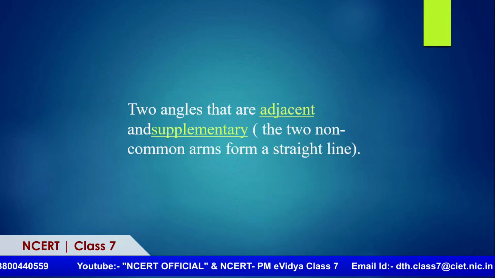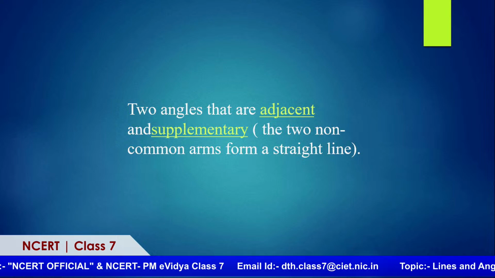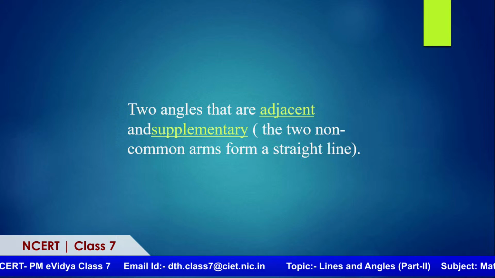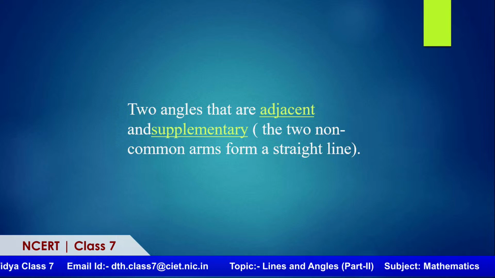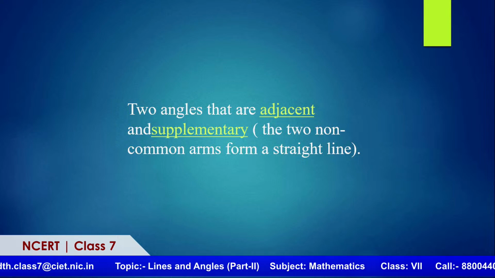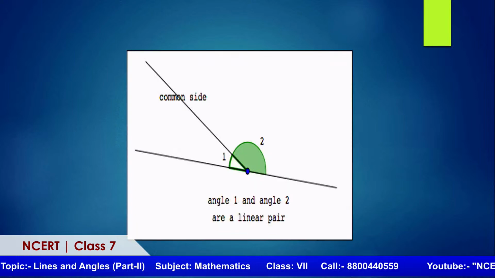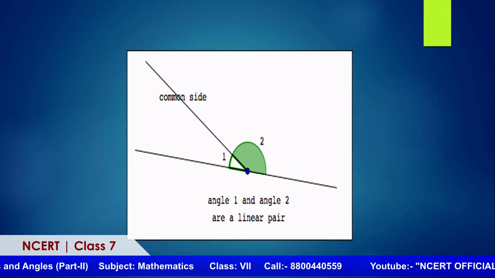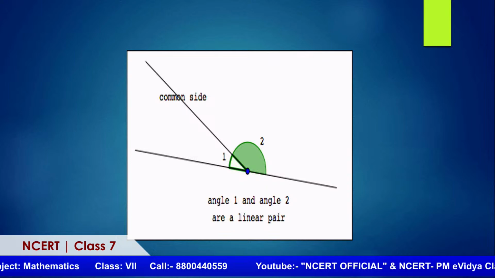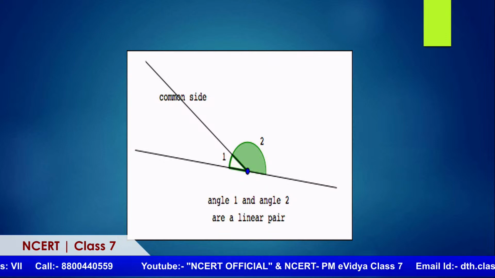Now, we have two angles that are adjacent and supplementary. The two non-common arms form a straight line. We had this property, and we just now solved a question. Two angles that are adjacent and supplementary, the two non-common arms form a straight line, and that is why it gives 180. Look here, we have a common side and angle 1 plus angle 2. These two are forming a linear pair. Angle 1 plus angle 2 is equal to 180 degrees.